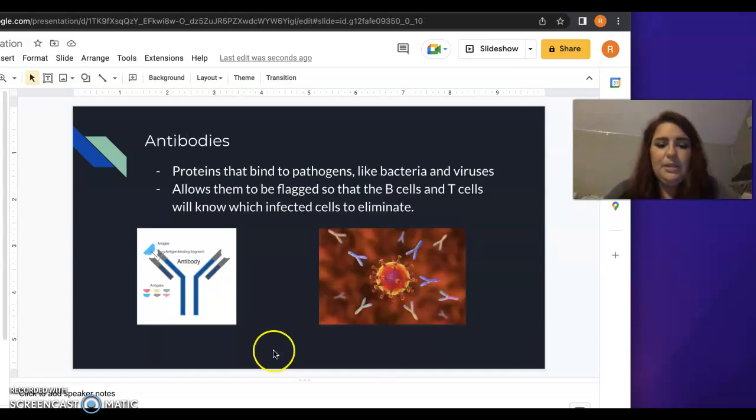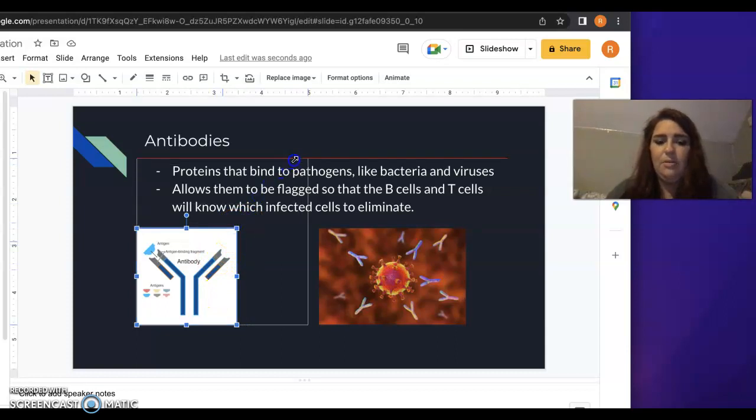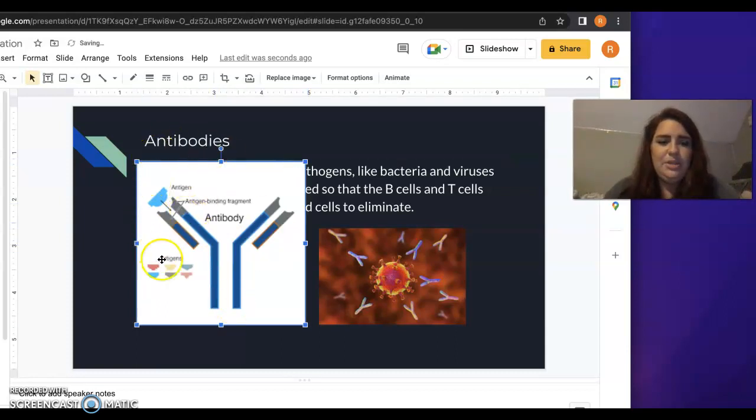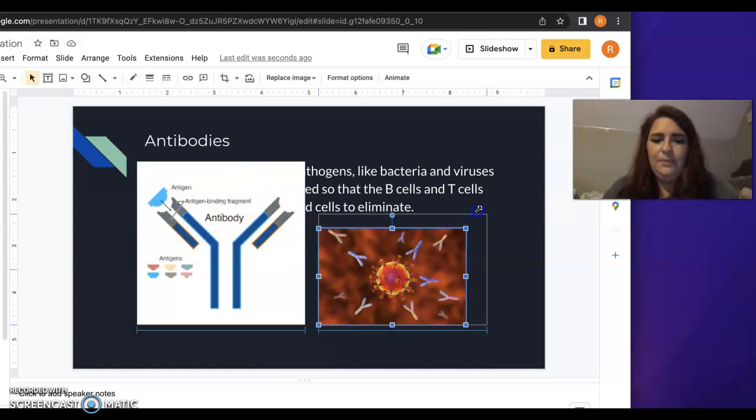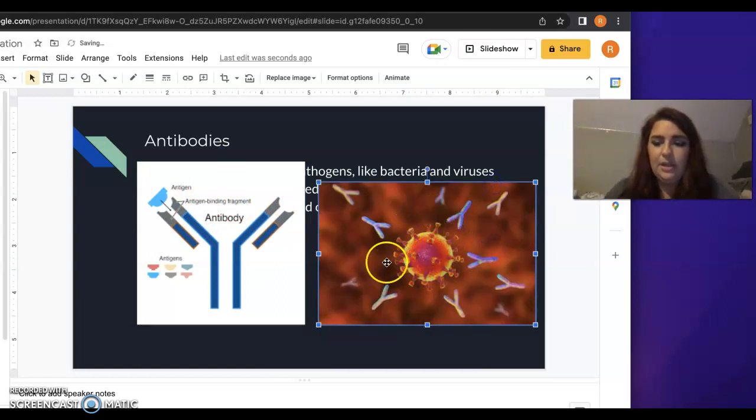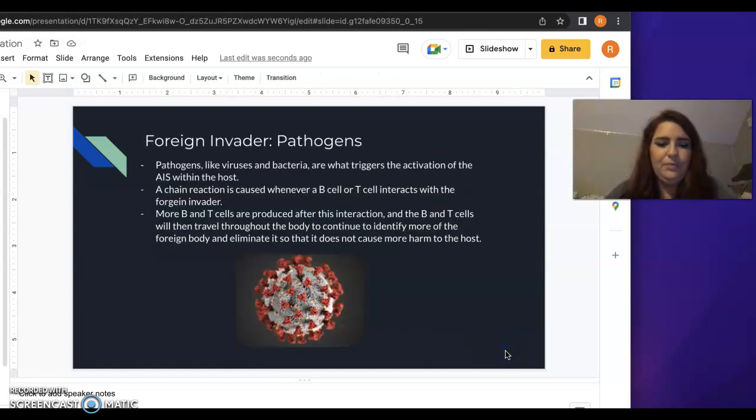The antibodies that are present within the adaptive immune system are the ones that bind to the pathogens like bacteria and viruses, and this allows the pathogen to be flagged so that the B and T cells will know which of the cells are infected and need to be eliminated so that the regular healthy cells are not touched. And then this is just a structure of an antibody, so it has these little arms on it that connect to the antigen that is present. So this is actually a COVID-19 virus, and you see the antibodies that are going to attach to these little antigens present on the cell.